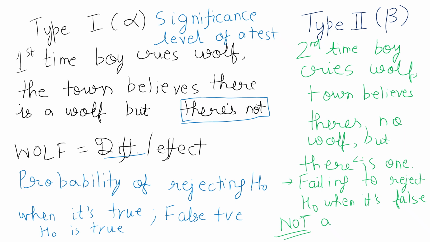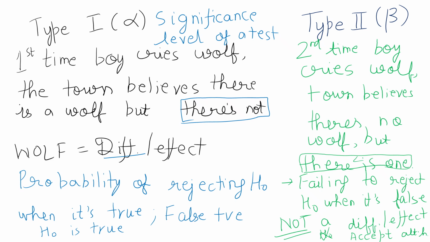See here, there is actually a wolf. Wolf is equal to difference. There is one, not a difference. There is not a difference or effect when one actually exists. There is a difference here. Actually, we should totally reject the null hypothesis, but we don't. We should reject the null hypothesis, but we do not, stating that there is no effect or difference where one exists, which means we should actually accept the alternate hypothesis, but we do not.